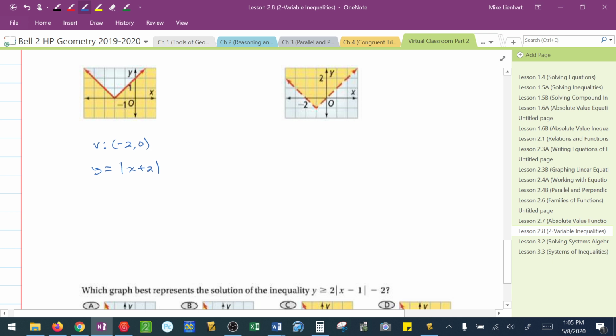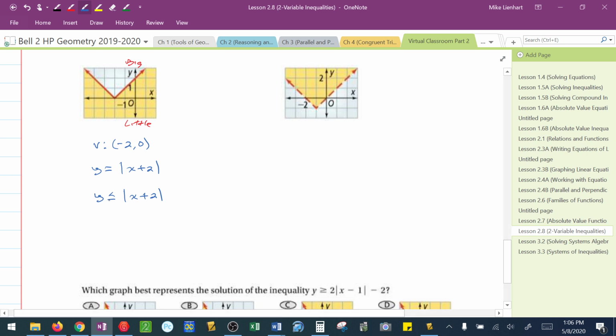But we have an inequality. So I go back to my y's are big and little idea. And I notice that the shaded region is little. So that tells me that my inequality for this will be y is less than or equal to the absolute value of x plus 2. Why did I write a less than or equal to? Because the graph was solid. If the graph had been dashed, I would have just written a less than.